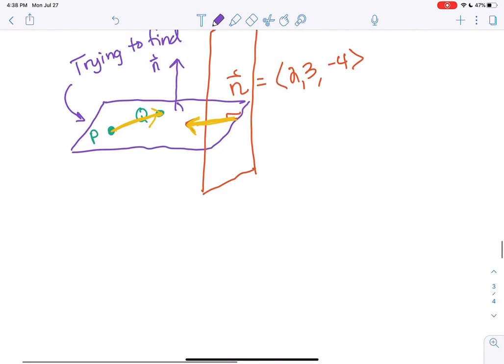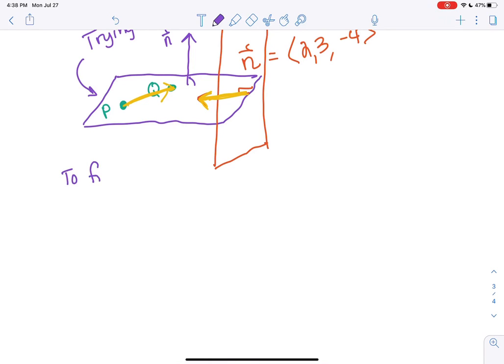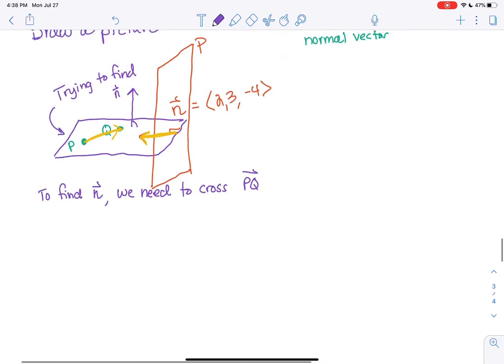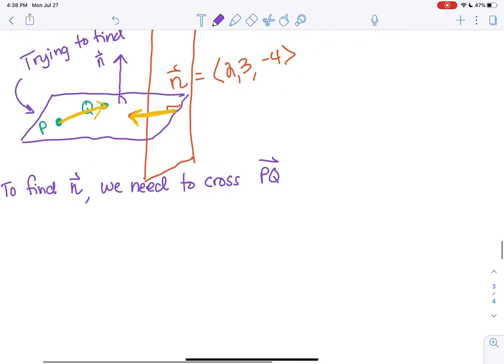So to find N, we need to cross PQ. So we're constructing a vector in the plane. We're just making it out of those 2 points. And this N. That will give you a vector that is perpendicular to the plane. So let's do that.